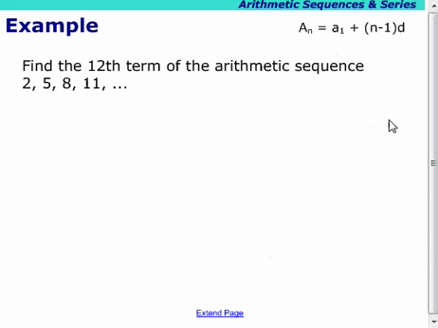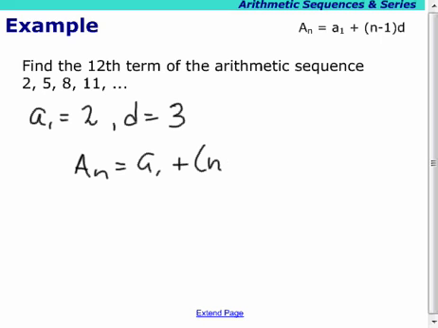Here the question says, find the 12th term of the arithmetic sequence. Okay? First thing I would do is identify what I know. I know the first term is 2, and I know that the common difference is 3. So if they want to know the 12th term, here's my formula: an is equal to a1 plus n minus 1 times d. Even if my formula is there, I am in the habit of writing it down. So they want the 12th term.